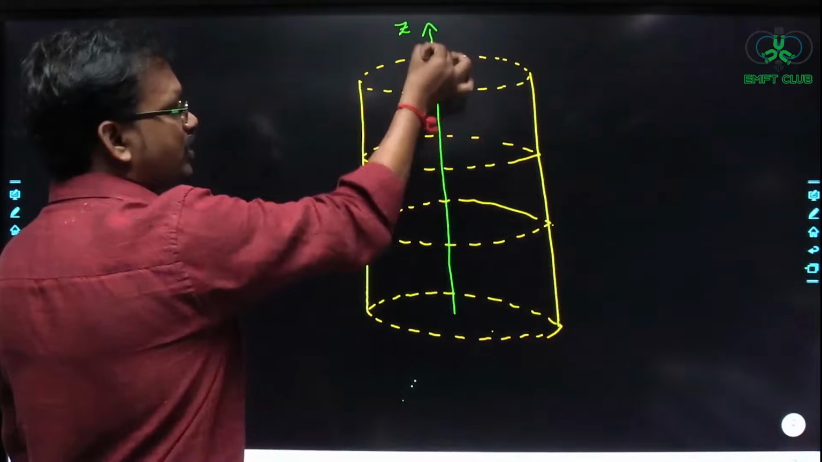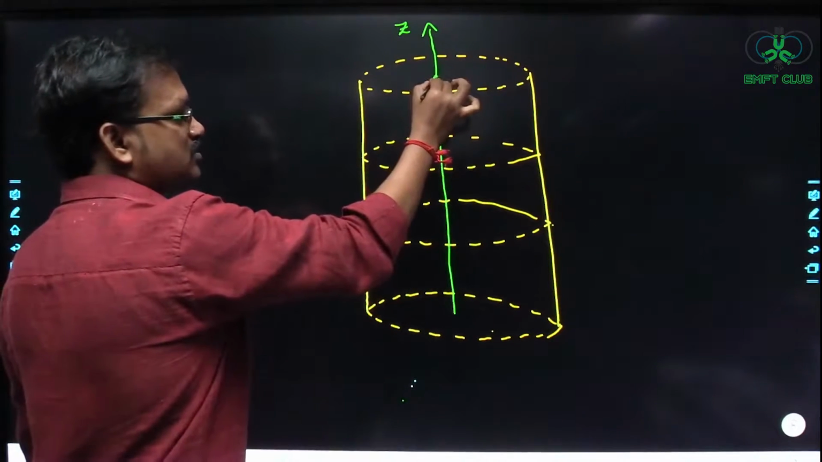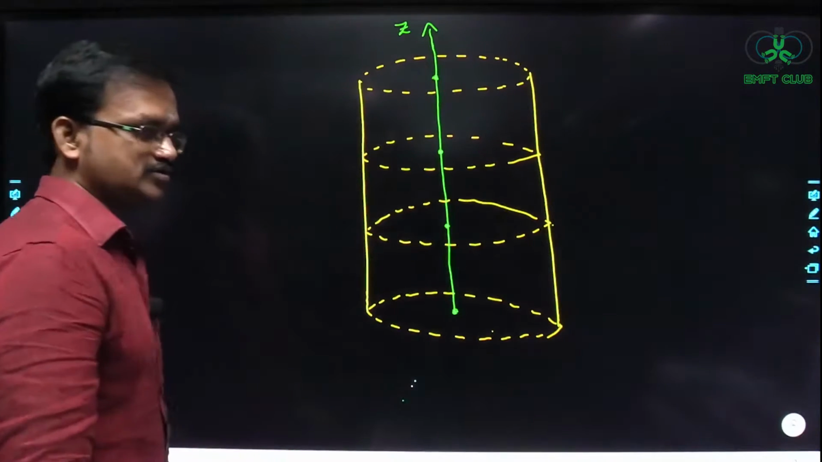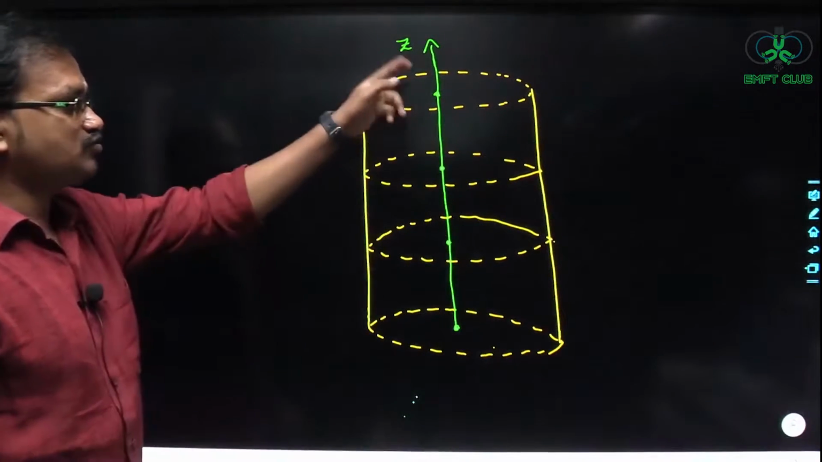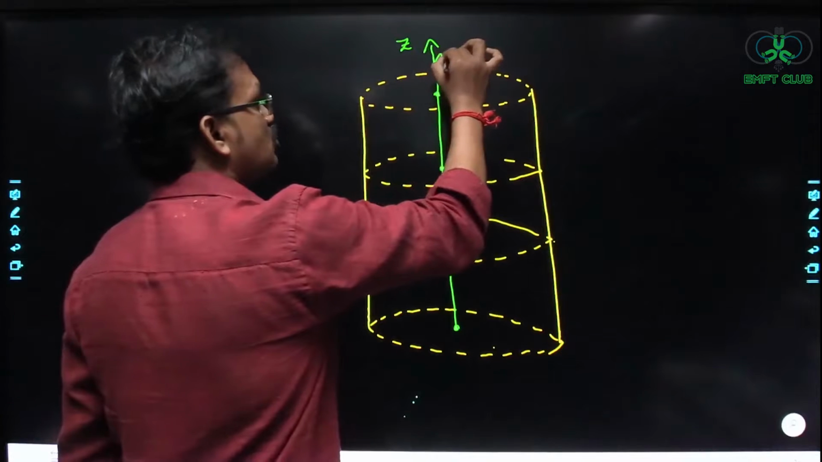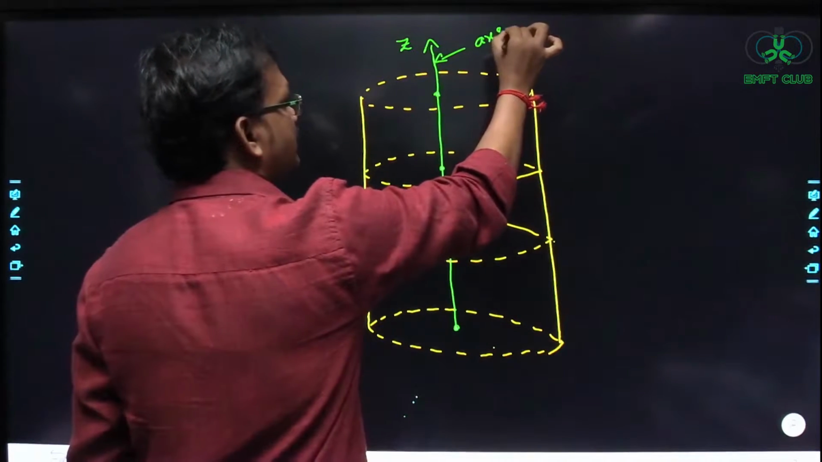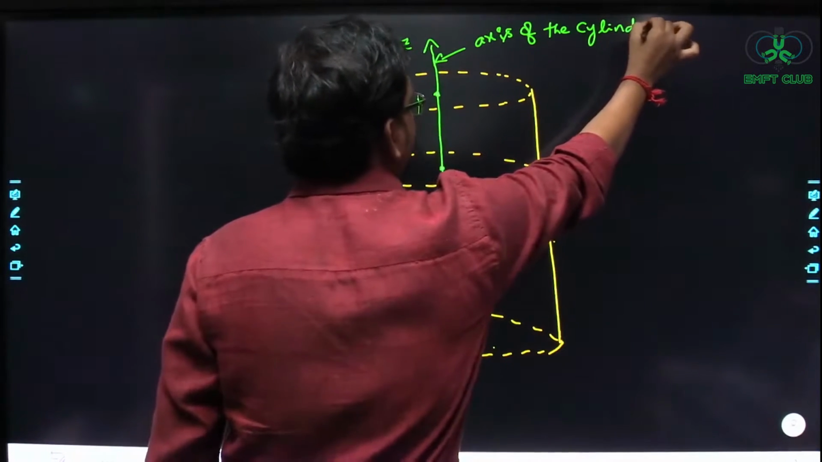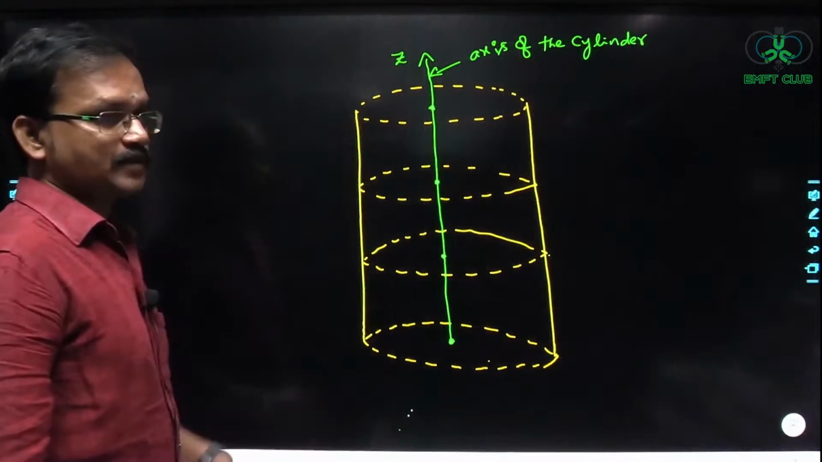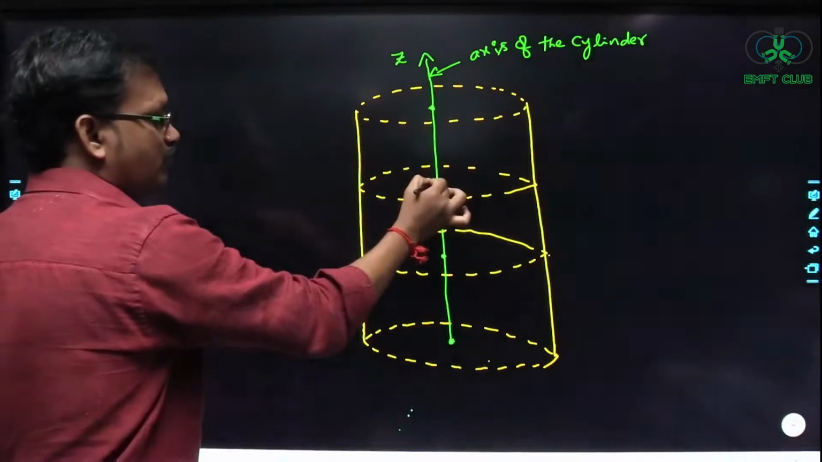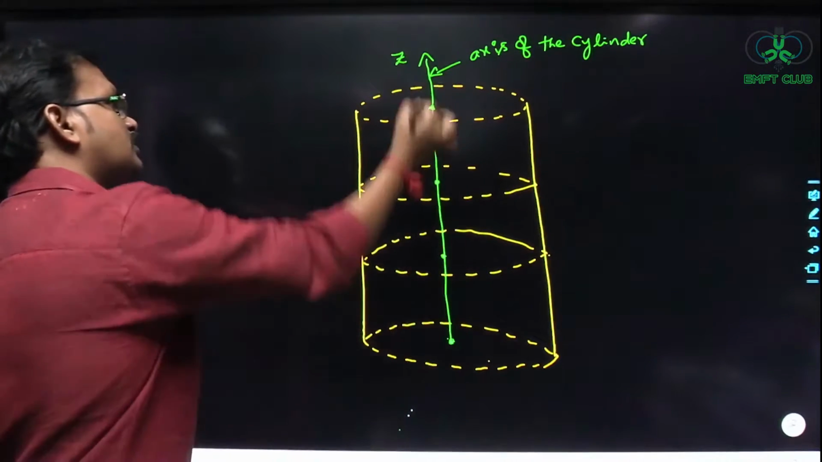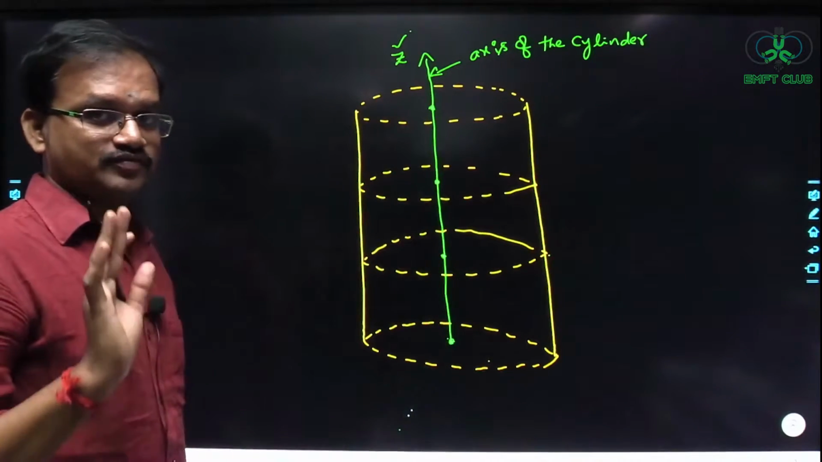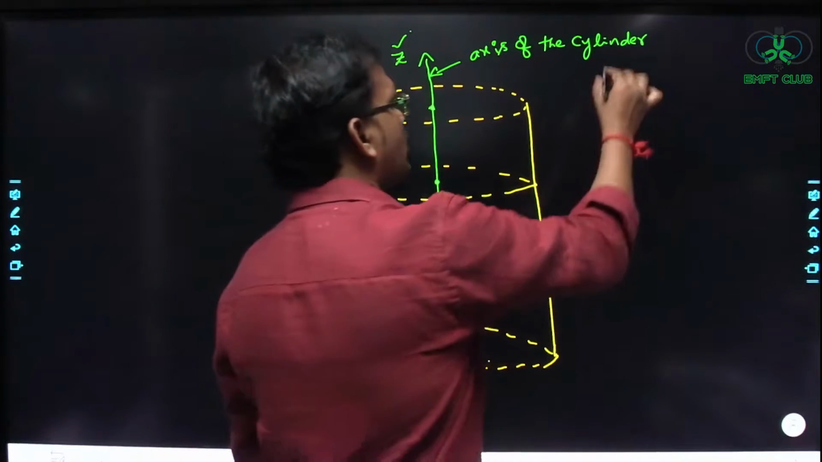Understood? So how did we get this line? By joining the centers of all the circular rings, we got a line which we named the z-axis, and this axis is called the axis of the cylinder. Why it is called the axis of the cylinder, we will see that. So by joining the centers of all the circular rings, we got a line, that line we are naming the z-axis, and this z-axis is nothing but the axis of the cylinder.